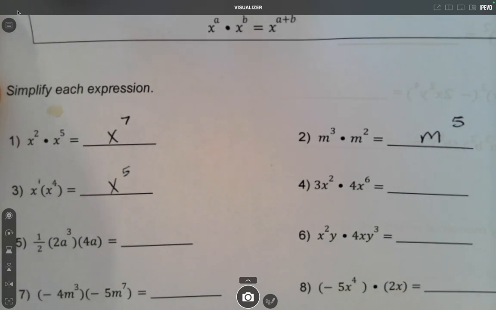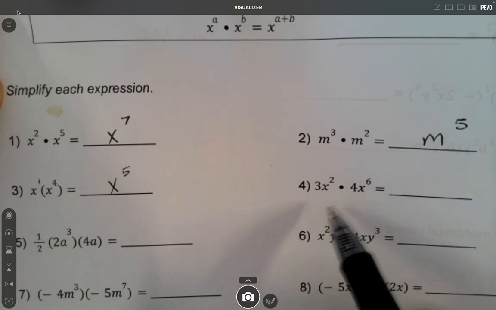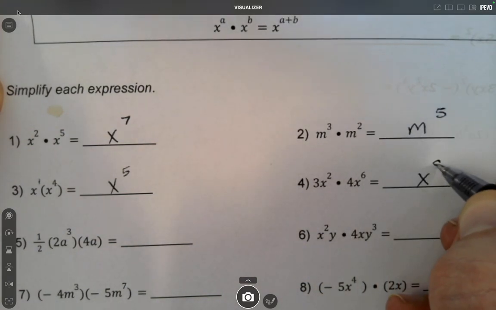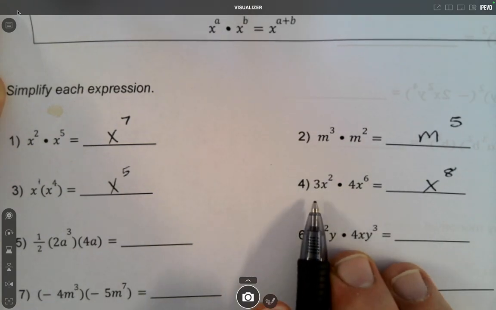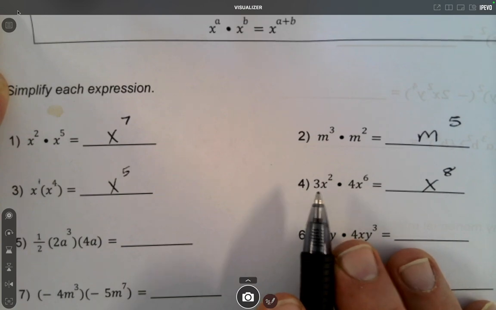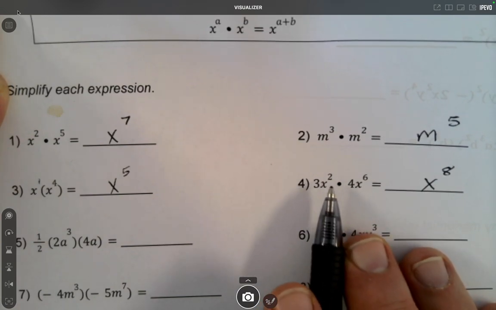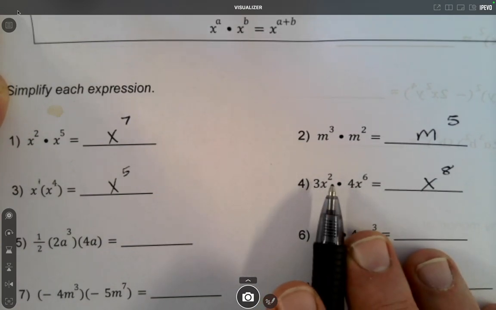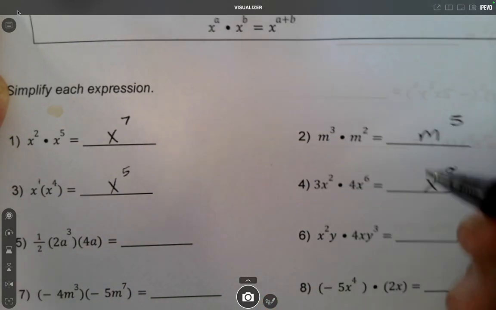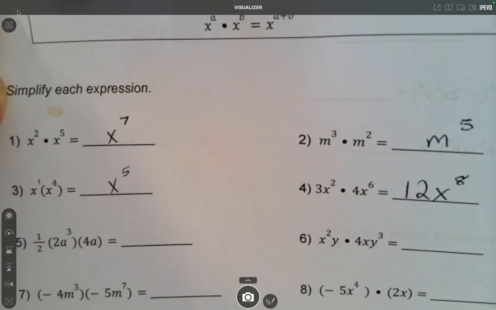Now in number 4, the x part is just as simple as we've been doing. So it'd be x, then 2 plus 6 is 8. But we also have to multiply the coefficients by each other. But it's important to recognize the coefficients, the 3 and the 4, they're not affected by those exponents. The exponents are only applying to the x. So I just do 3 times 4 is 12 and place that in front of that.